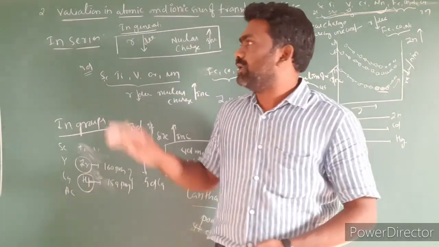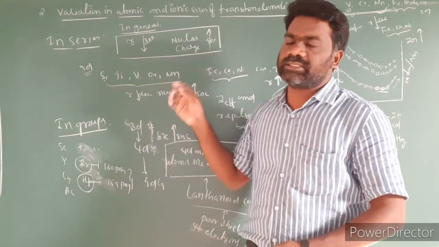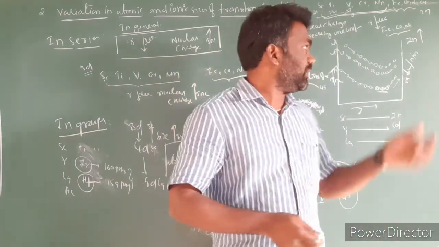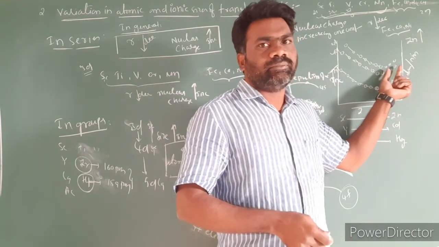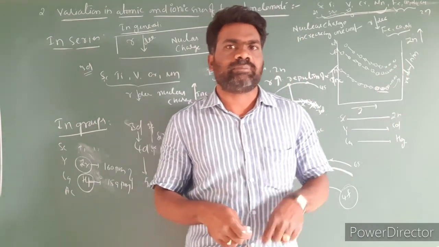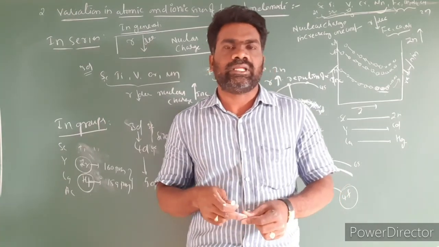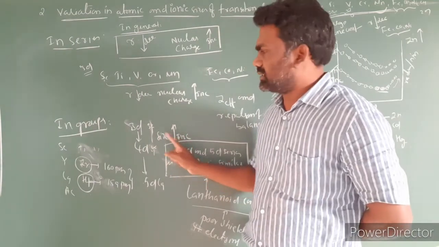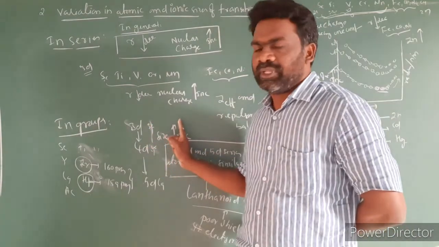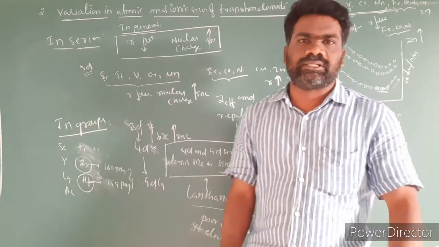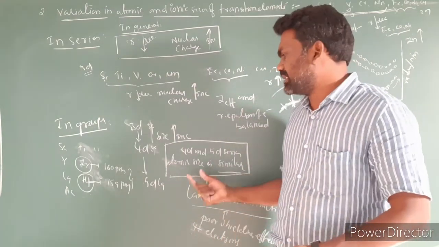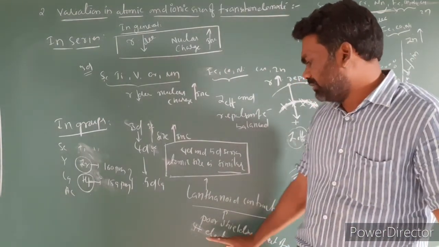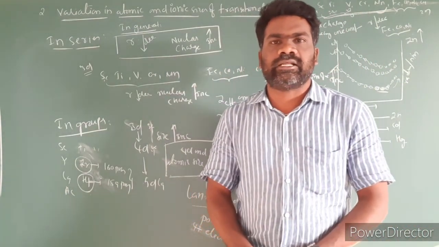In general, while moving from left to right in a series, atomic sizes decrease because of increasing nuclear charge. But at the end, the size rises because more electrons repel each other, so repulsion is more than the effective nuclear charge. While moving from top to bottom, atomic sizes increase. So from 3d to 4d atomic size increases, and from 4d to 5d atomic sizes are almost the same. This is because of lanthanoid contraction, due to the poor shielding effect of 4f electrons. This is atomic sizes.